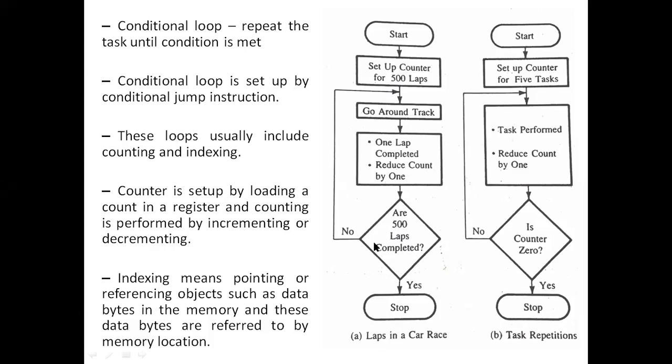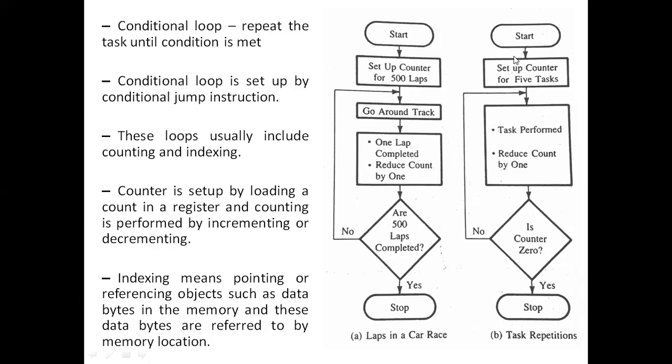The 500 laps will be repeated because 500 is reduced to 499, 499 will be reduced to 498, 498 will be reduced to 497, and so the time will come when this count will reduce to 0. When it becomes 0, it means it has completed the 500 laps. And then when it is 0, it will say yes and it will stop.